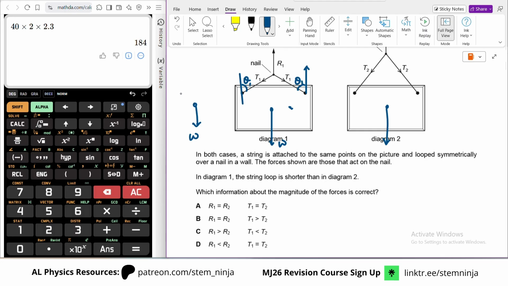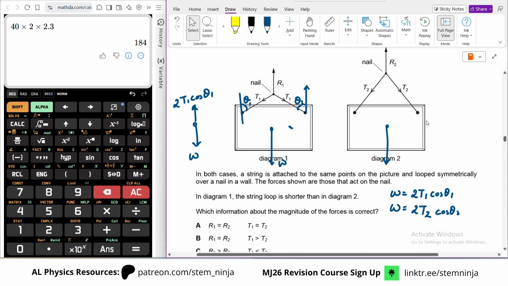So this is going to be 2 T1 cos theta 1. Same case over here. Let's write the equation. So W is equal to 2 T1 cos theta 1. But on this side, it is 2 T2 cos theta 2. Okay, and then we have the R1 also, right?